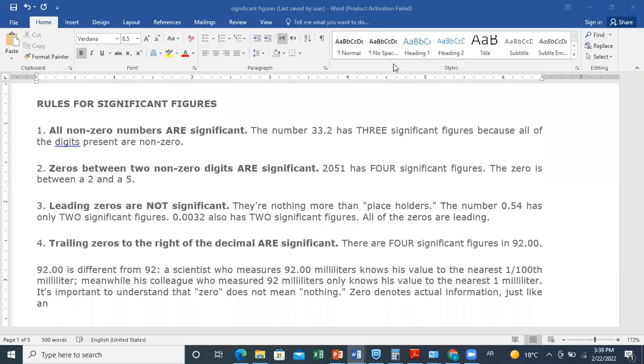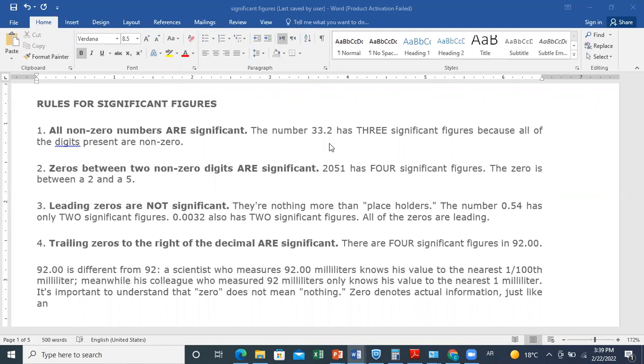So first, we'll start with rules for significant figures. Sometimes I will give you multiple choice questions on how to determine the number of significant figures. The first rule is that all non-zero numbers are significant. If you have a number where all digits are different than zero, then you count all of these numbers as significant.